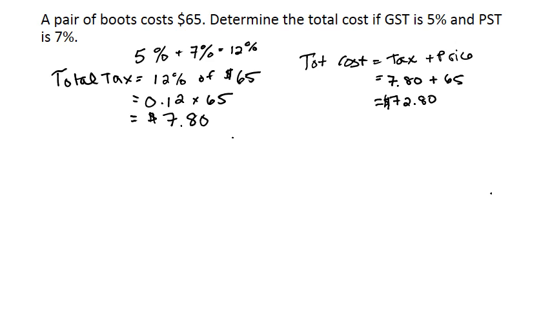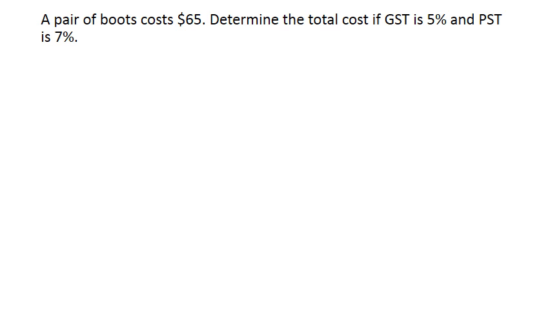Now, here's the next way we could look at it. So the regular price of $65 represents 100% of the cost of the boots. And then we're going to add a 12% cost for the tax. So when combined, the total cost will be 100 plus 12, or equal to 112% of our original price.